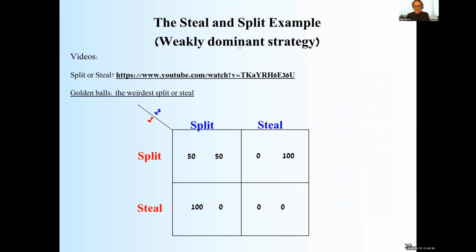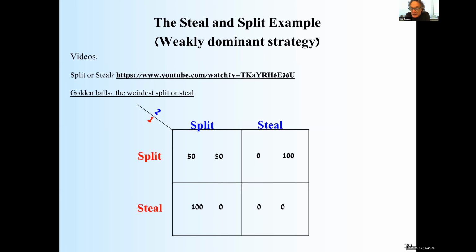Okay. I hope you enjoyed the game. It's an amazing game, and it has more than I want to show you here. But let me be very formal here, just to describe the game in the simplest way. The two players play simultaneously. As you see, they open up the balls at the same time, and now each one of them can split or steal.